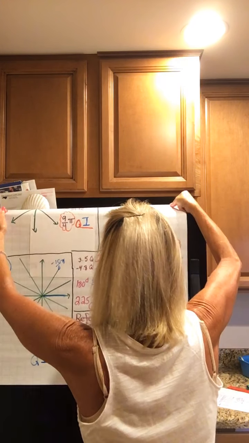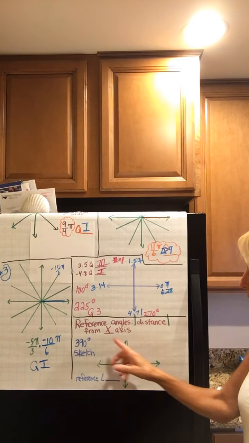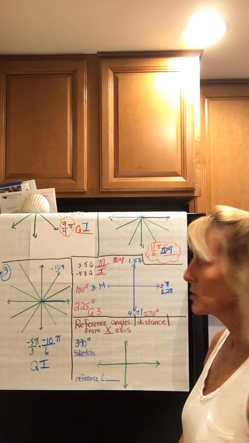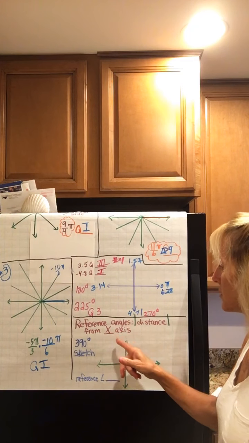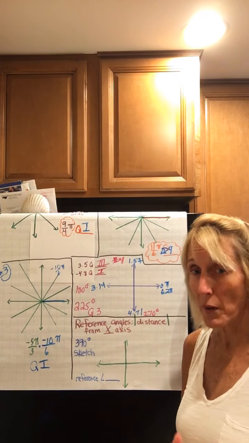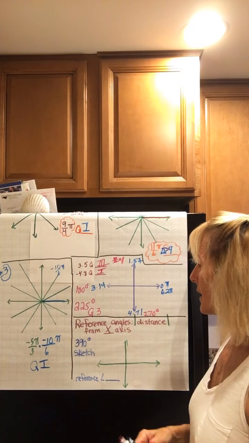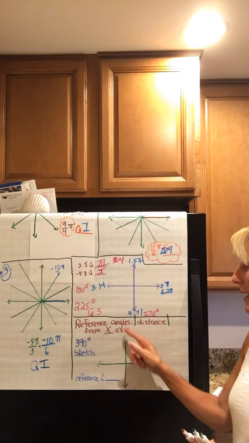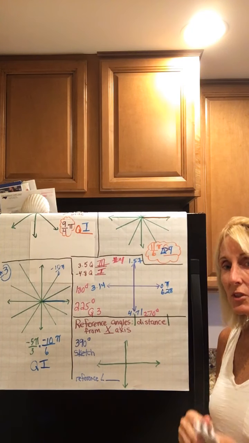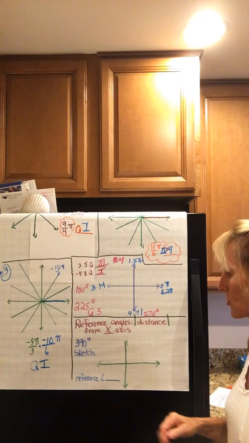Okay, so the next little part, I think you can still see it, is a reference angle. Reference angle, I think I mentioned the word, is the distance, and I put absolute value bars around it because distance is always positive. It is the distance an angle is from the x-axis.